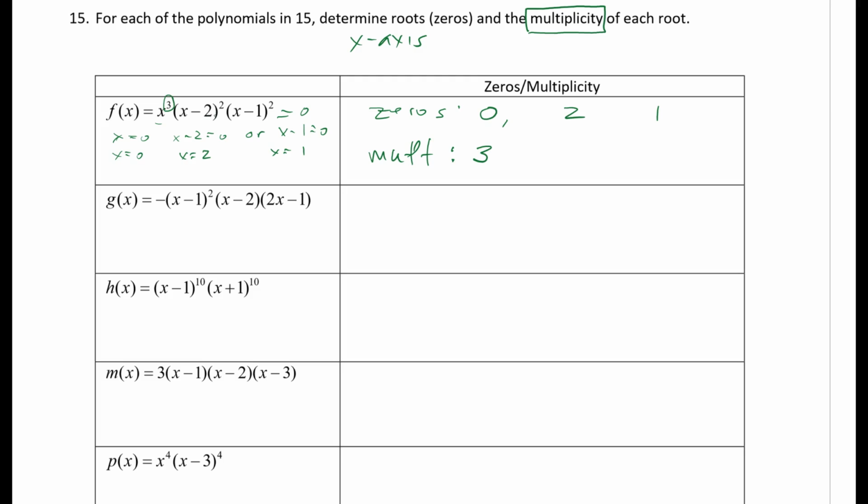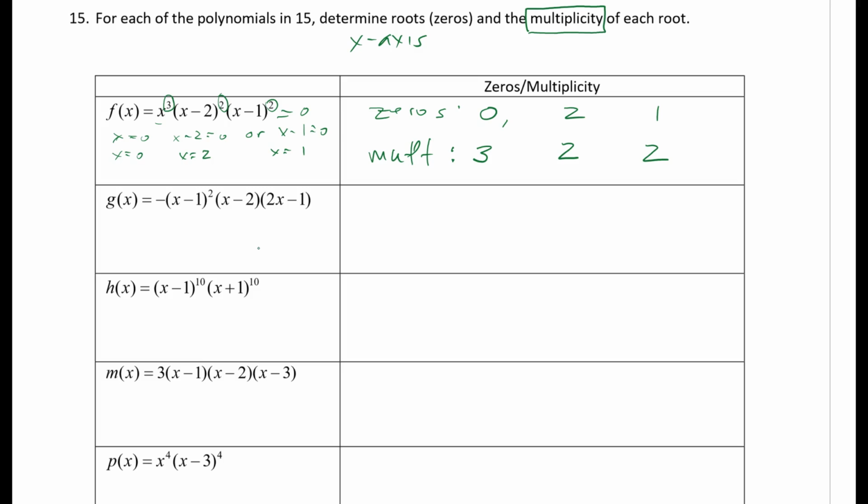X minus 2 appeared twice in our solution if we would have written it all out. X minus 2 equals 0, or x minus 2 equals 0. So that 2 is going to give us a multiplicity of 2 here. This guy is going to give us a multiplicity of 2 for that 0. And so that's all this is. This problem is just asking you to find those two things, because again, we're going to see that those two things are important for graphing.